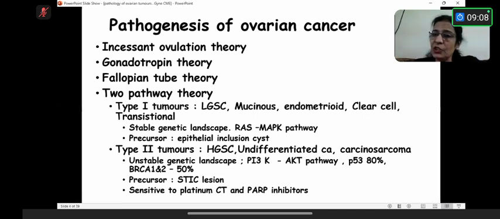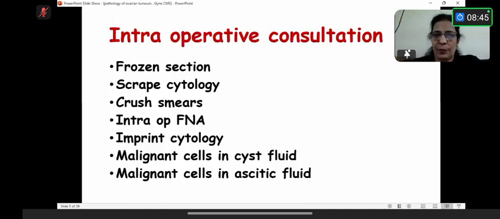The precursor lesion of these tumors is the one arising from the epithelial cells of the fimbrial end of the fallopian tube, so from the fimbriae of the fallopian tube. The good thing about these high grade tumors is they are sensitive to platinum chemotherapy and the PARP inhibitors, because they are high grade tumors, so they are sensitive to chemotherapy.